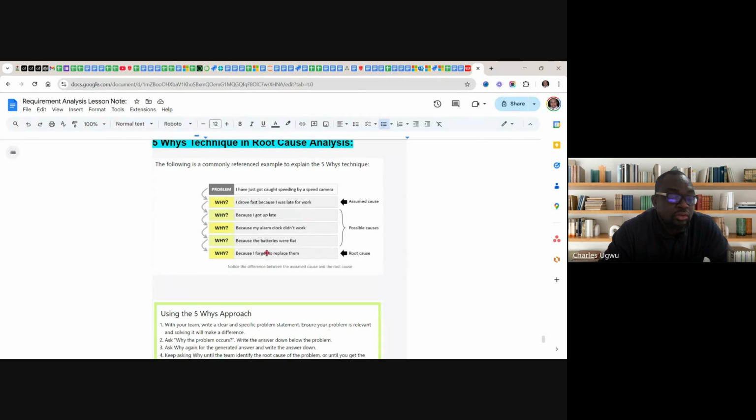So all you need to do is replace your battery so that you continue to get the alarm that wakes you up all the time, so you won't be rushing in. And this will help you save this amount of money.